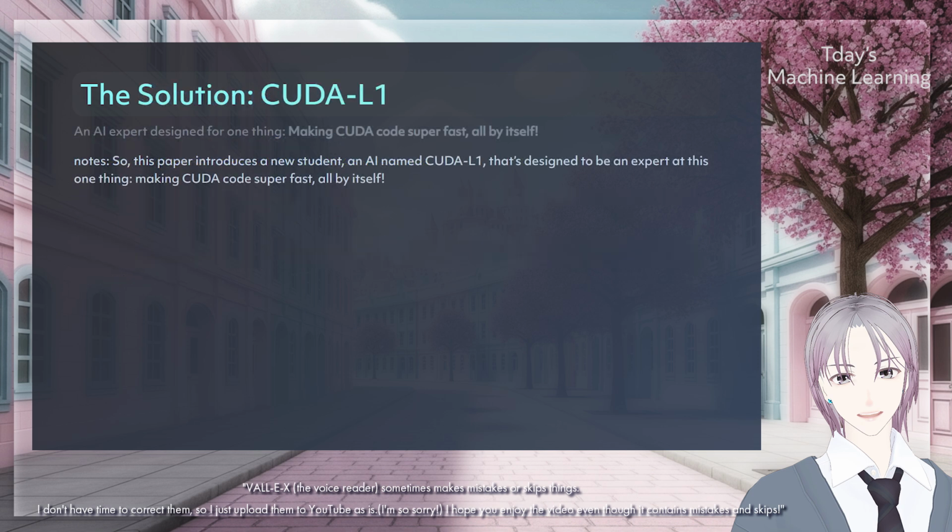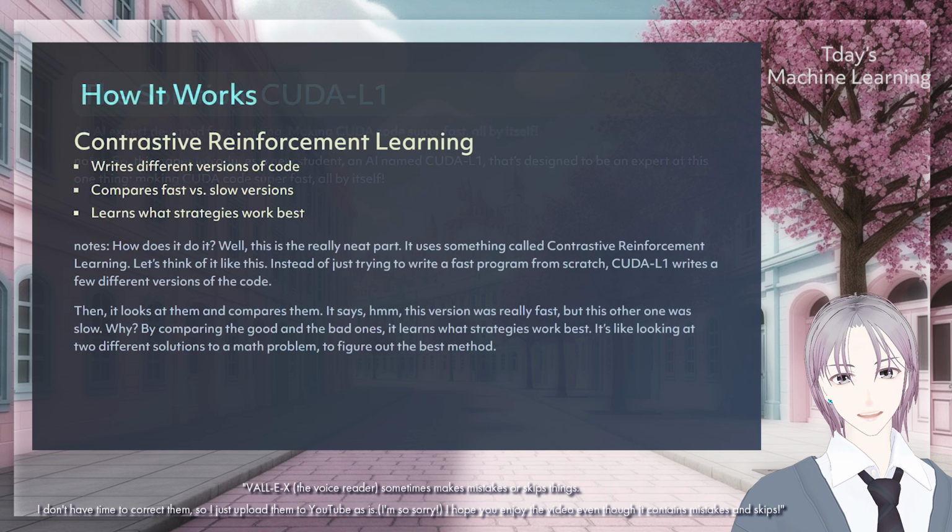So this paper introduces a new student, an AI called CUDA-L1, that's designed to be an expert at this one thing, making CUDA code super fast all by itself. How does it do it? Well, this is the really neat part. It uses something called Contrastive Reinforcement Learning. Let's think of it like this. Instead of just trying to write a fast program from scratch, CUDA-L1 writes a few different versions of the code.